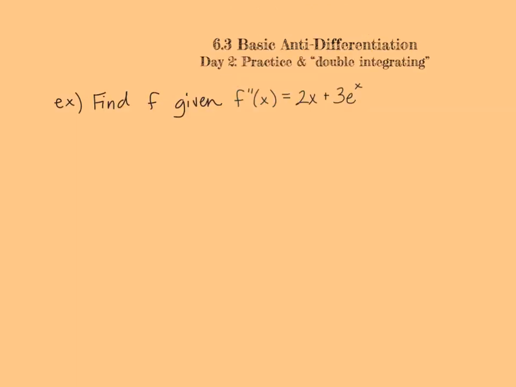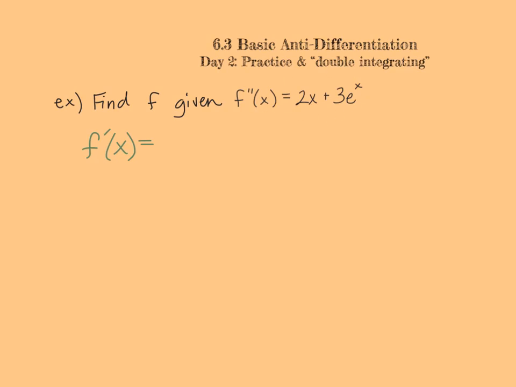Okay, today is also, besides being a practice day, it's also focusing on double integrating, which is just a term I made up. But this is if we're given the second derivative. In order to find the original function f, we have to integrate or antiderive 2 times. So let's just practice that. To first find f prime, to go backwards, we have to take the antiderivative of f double prime.